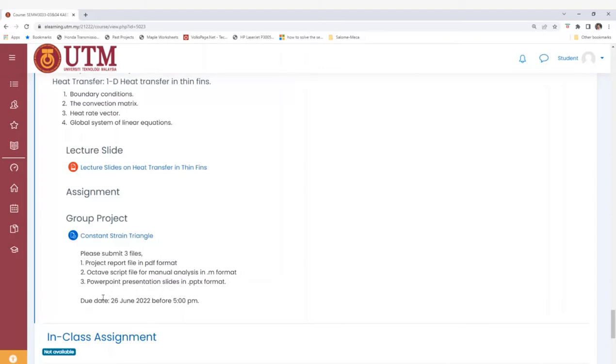But okay, over and over every semester, there's a group, one or two groups, that will only submit one. Just the report, which is unacceptable. Please do not make this kind of silly mistake. This is a very simple instruction.